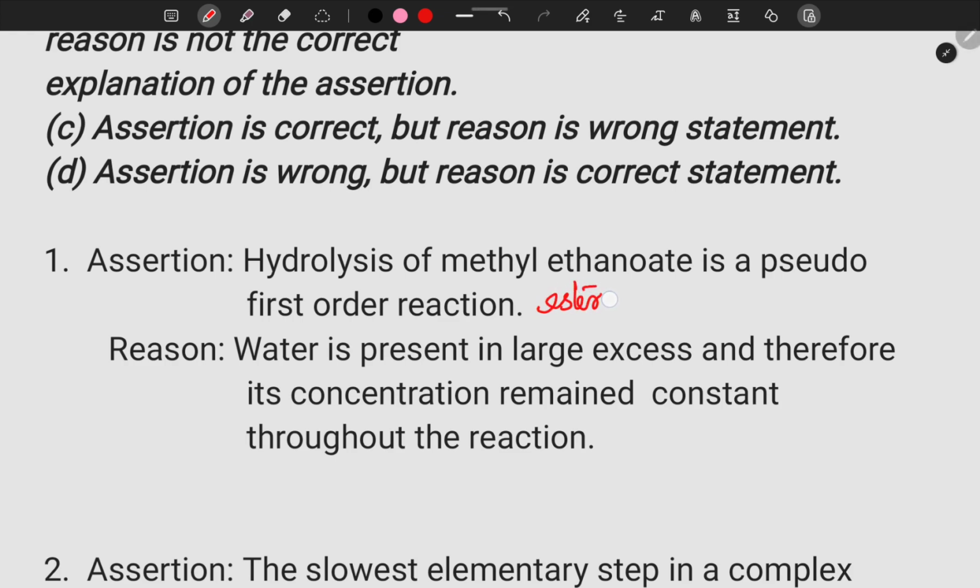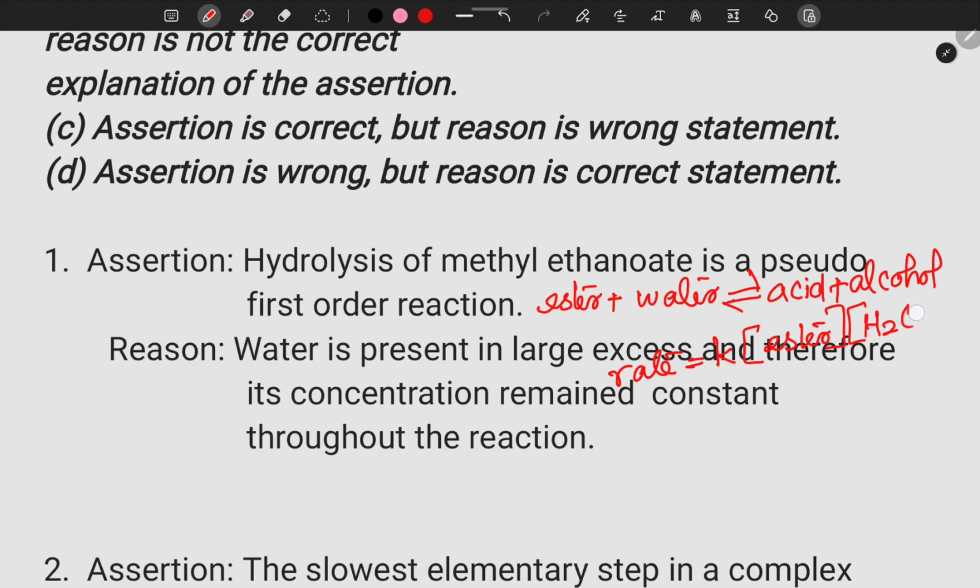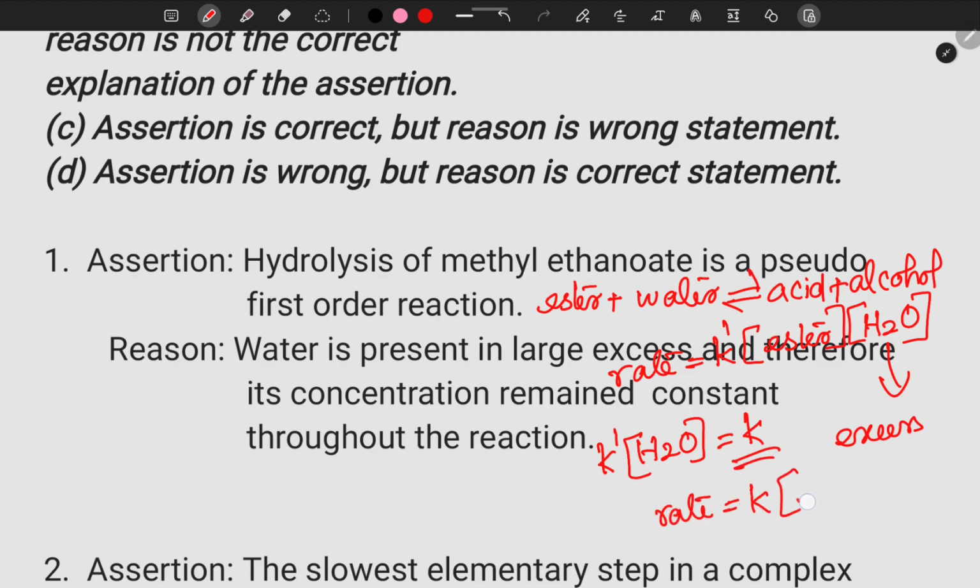We know the hydrolysis equation: ester plus water gives acid plus alcohol. So here we can write the rate law expression, rate equal to K into concentration of ester into concentration of water. Here the concentration of water remains constant throughout the reaction because water is present in large excess. So we can write K dash into concentration of water as K, and rewrite the equation as rate equal to K into concentration of ester.